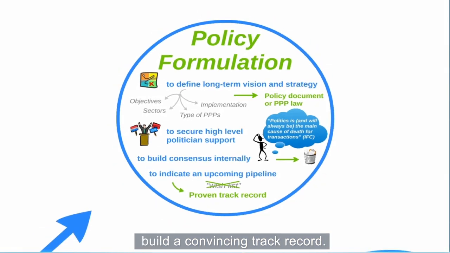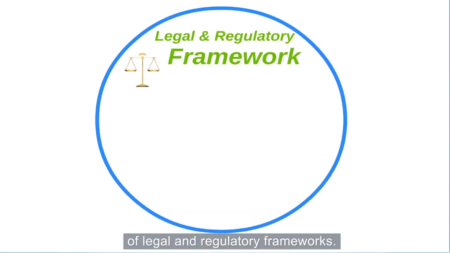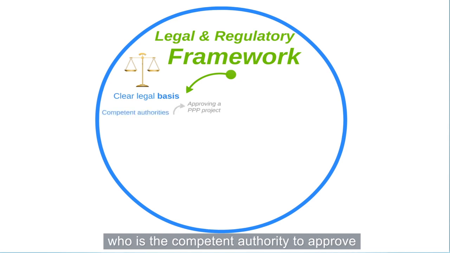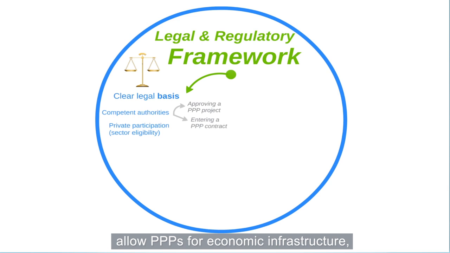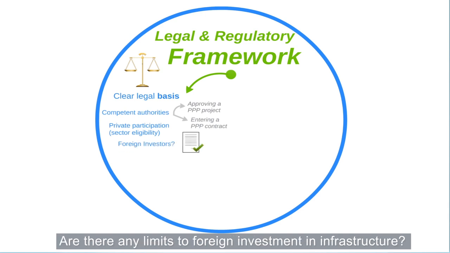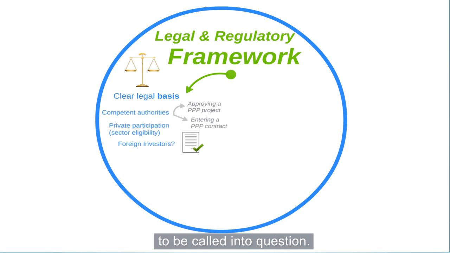The second important factor in establishing a pro-PPP environment involves the compatibility of legal and regulatory frameworks. To attract private investors, legislation might need to be adjusted to make private sector involvement possible. Is there a clear legal basis defining who is the competent authority to approve PPP projects and to sign PPP contracts? Is private involvement authorised for all these sectors? Some countries only allow PPPs for economic infrastructure, like transport and energy, while others allow PPPs in all sectors, including social sectors like health and education. Are there any limits to foreign investment in infrastructure? These are important questions, as no one wants the legality of a PPP contract to be called into question.